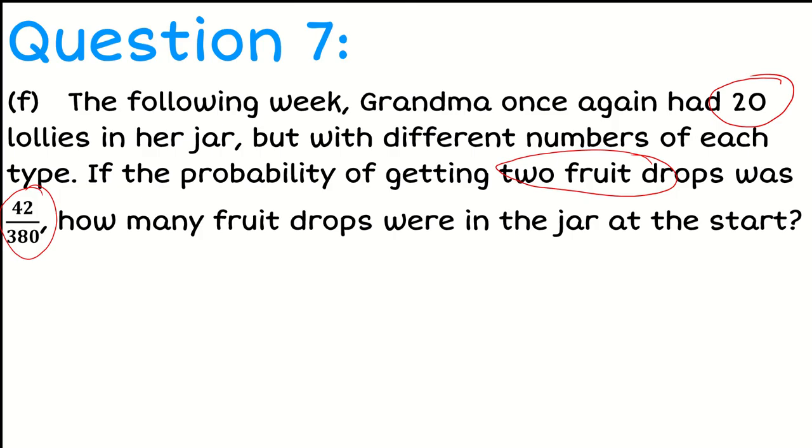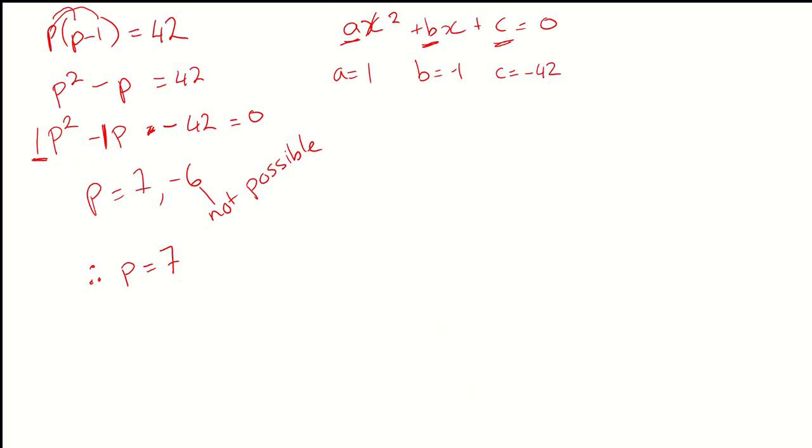If we go back to the original question, how many fruit drops were there in the jar at the start? We've just found that there were 7 fruit drops in the lolly jar at the start. So 7 fruit drops in the jar at the start.